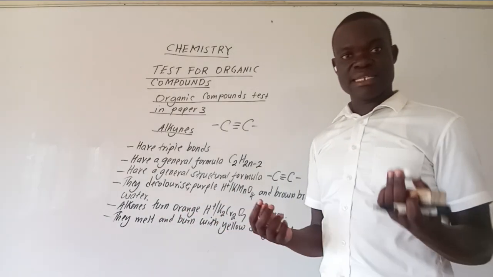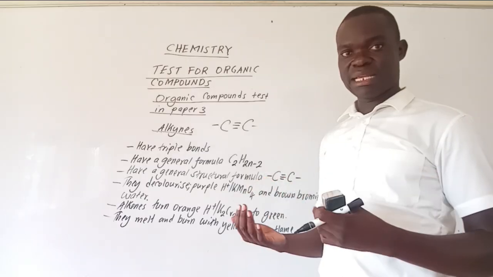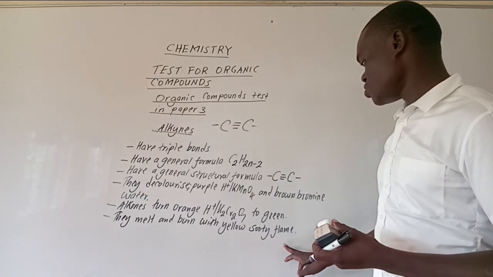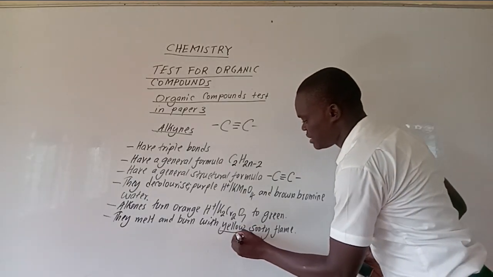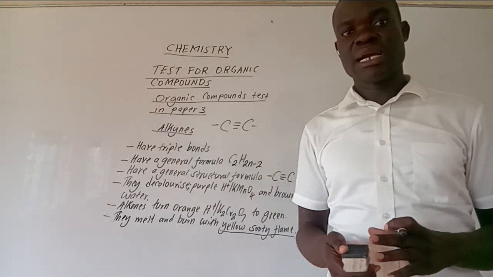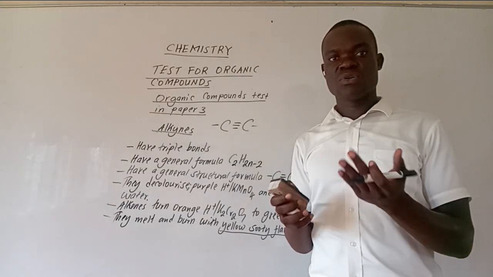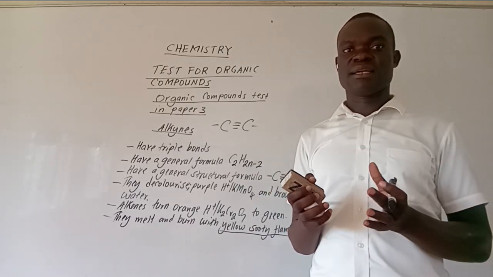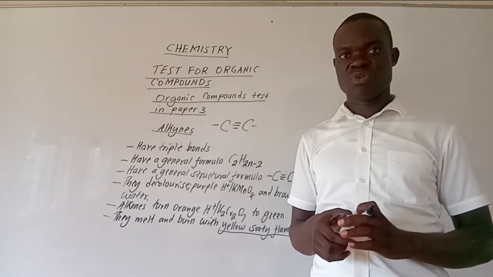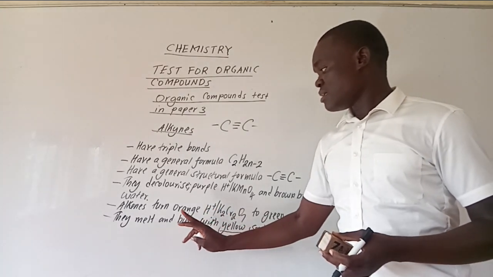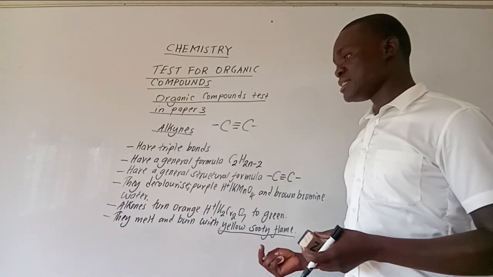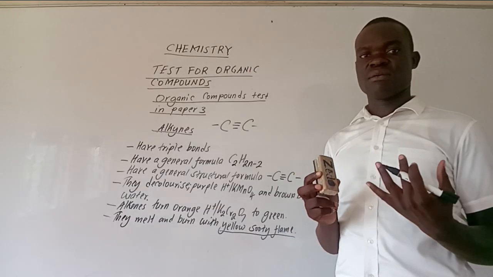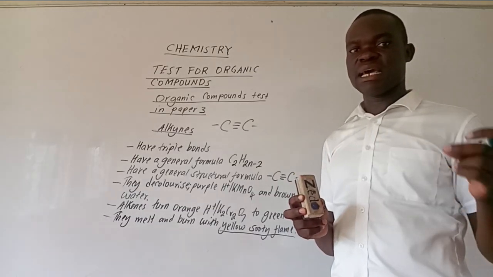Again, in terms of burning, they all melt and burn with yellow sooty flame. This yellow sooty flame we can also call yellow smoky flame. The smoke is produced when it is burning, and the color of the flame is yellow. So we can also call it yellow luminous flame. But alkanes, generally, some can burn with blue flame. That is called non-luminous flame.